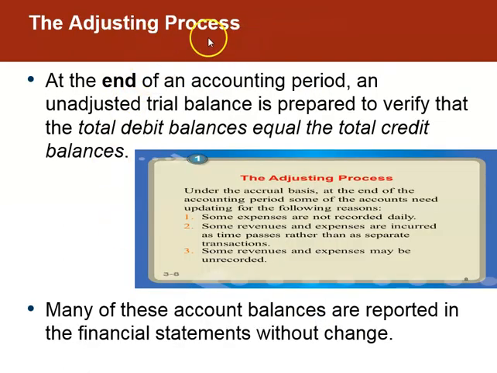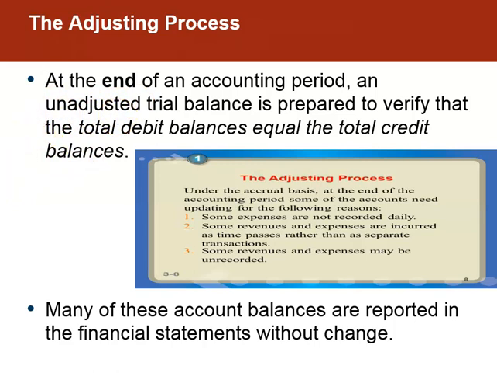The adjusting process. At the end of an accounting period, an unadjusted trial balance is prepared to verify that the total debit balances equal the total credit balances, and also to make sure that everything looks like it makes sense. I mean, we talked about this already. The debits and credits are going to balance. They're going to be equal. It's a matter of do we look at our unadjusted trial balance and see anything that is obviously wrong?